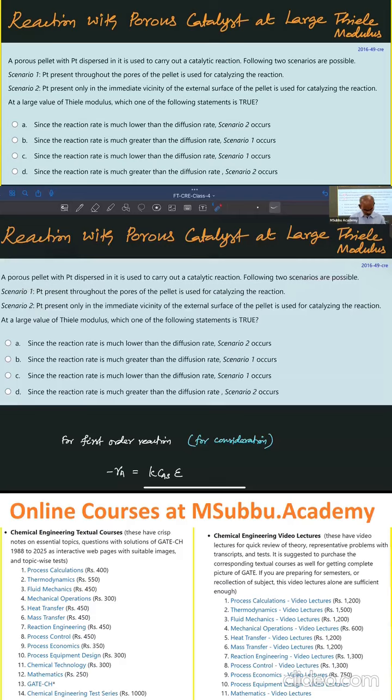And it is given that the value of the Thiele modulus is large. Always this is the question: the condition given is that the Thiele modulus is large. So, which of the following is correct?